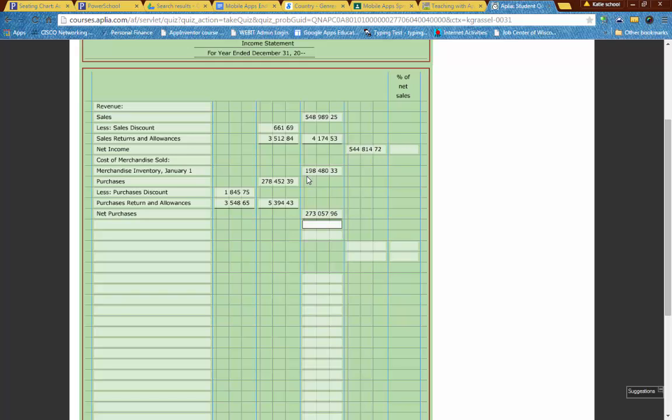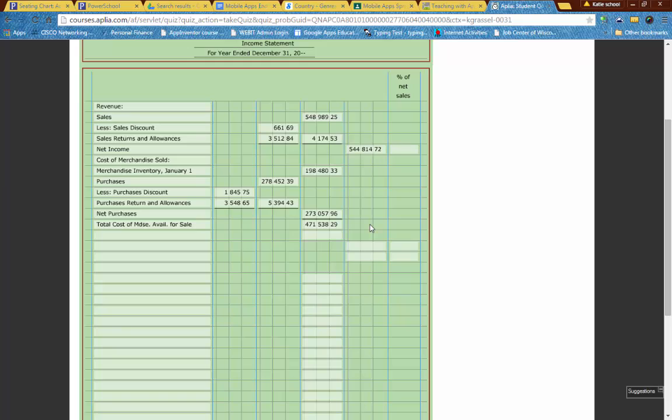Now, my beginning inventory and my net purchases, if I add those two together, that is going to give me total cost of merchandise available for sale. And I'm really going to add those two numbers together. That's why they're lined up this way. So I'm going to add up my merchandise inventory on January 1st, plus my net purchases, that should give me $471,538.29.